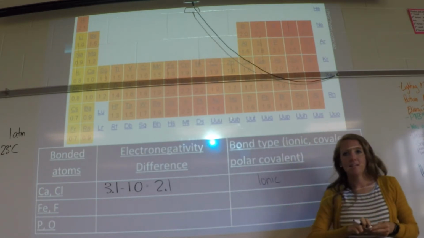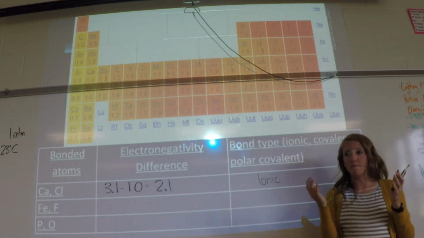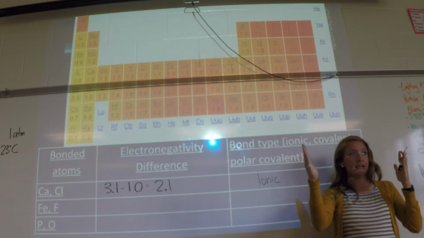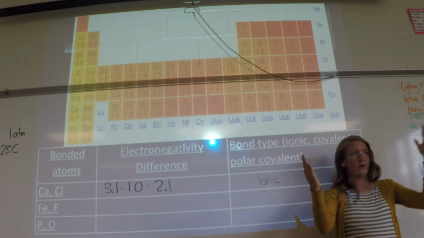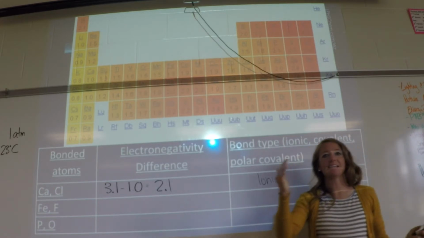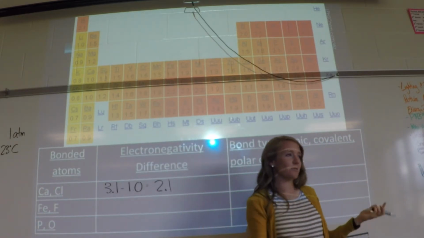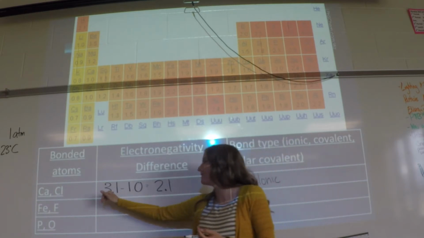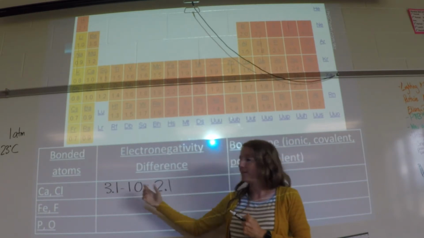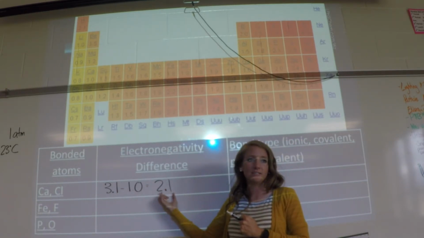How would I know if it's polar covalent? It's between 0.4 and 1.7. And then anything less would be nonpolar. So all you do, the math is quite simple. You just take the bigger minus the smaller, subtract, and then compare the value at the end.